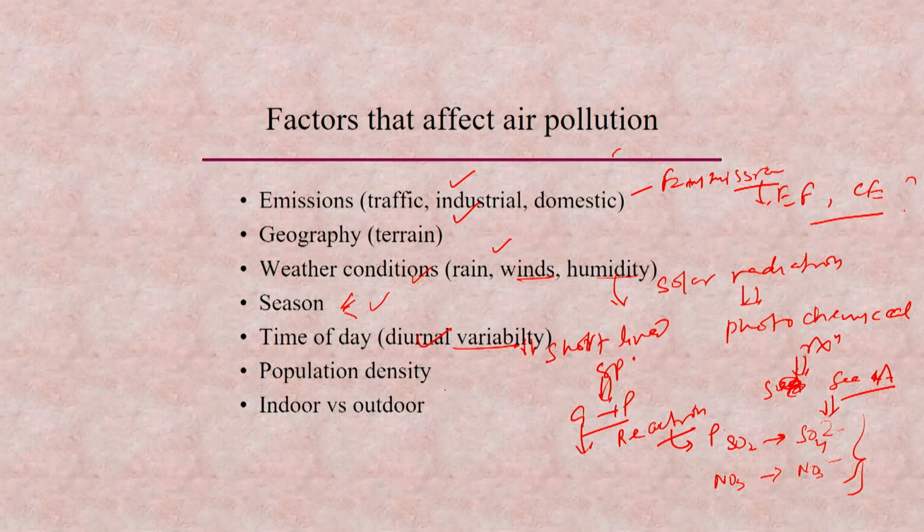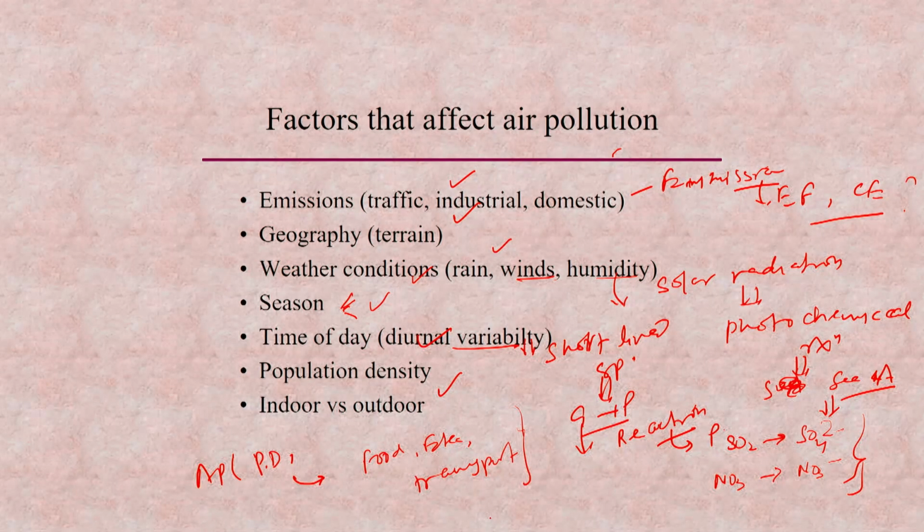Okay. Then I also discussed the population density. Air pollution is a function of population density. If there are more people living in the area, then basically because they need food, they need electricity, they need transport, and they need jobs.